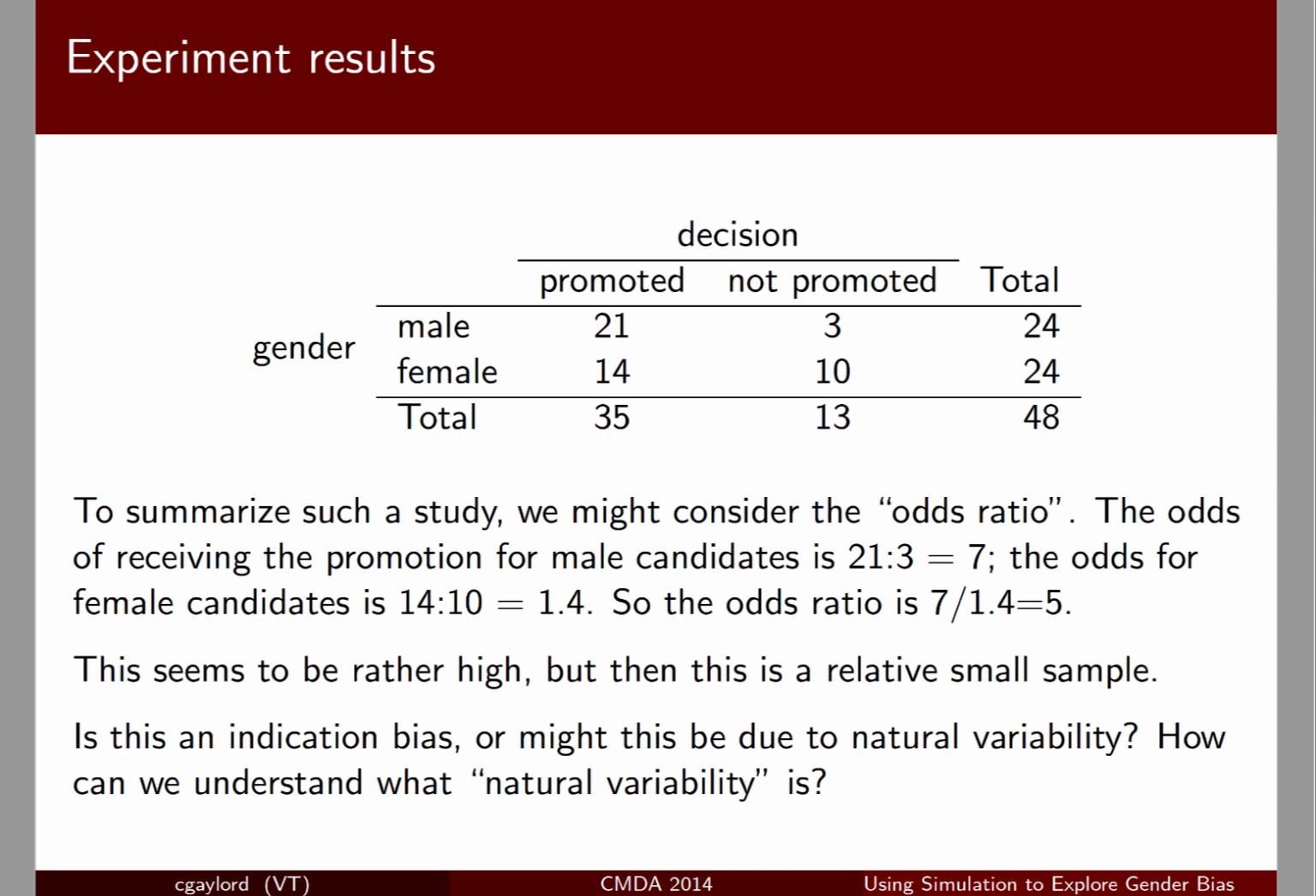Well, that looks to be rather lopsided. The male candidates have 21-3 odds, or 7-1 odds, of receiving the promotion, whereas for the female candidates it's 14-10, or 1.4-1 odds of receiving promotion. So the ratio between those, the way that we often summarize these kinds of scenarios, is this odds ratio. The odds are 5 times greater, apparently, for the male candidate to be promoted as opposed to the female candidate.